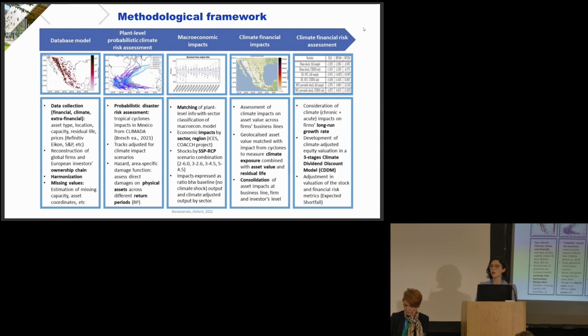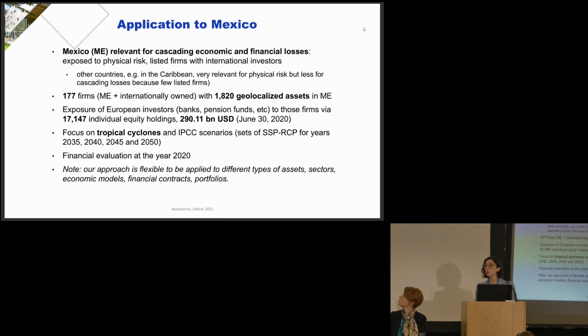The shock on fixed capital of the firm is then translated in the third step into macroeconomic impacts at the sector level with an economic model, considering different combinations of socioeconomic shared pathways and representative concentration pathways, and then in an adjustment in the financial valuation of the contracts issued by the firm which has assets hit by physical risk. To do so, we develop a climate dividend discount model where we shock the long-term growth of dividends of the firm. We do an application to Mexico.